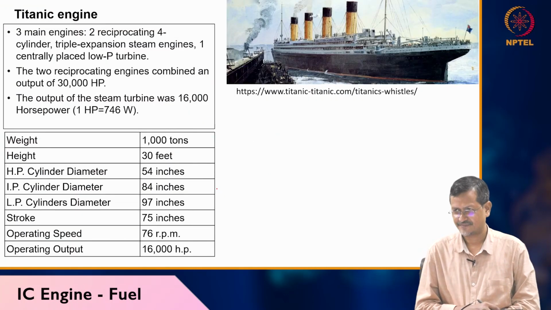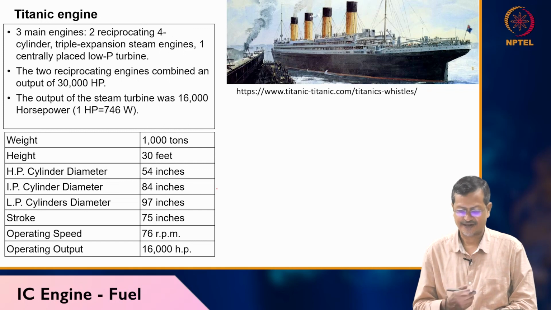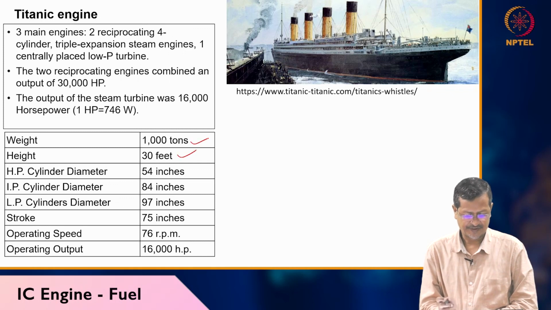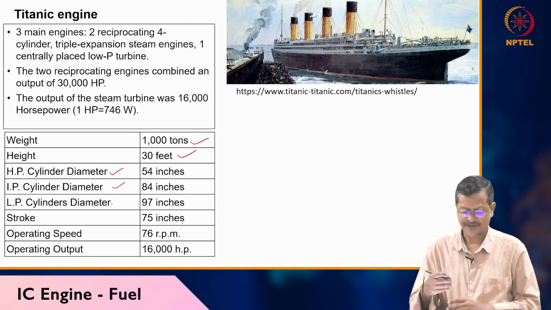Now I took some example engines. This Titanic engine is already very familiar to you. Weight was 1000 kg, height 30 feet. You see this high pressure cylinder, low pressure cylinder, so different types of cylinders were there.